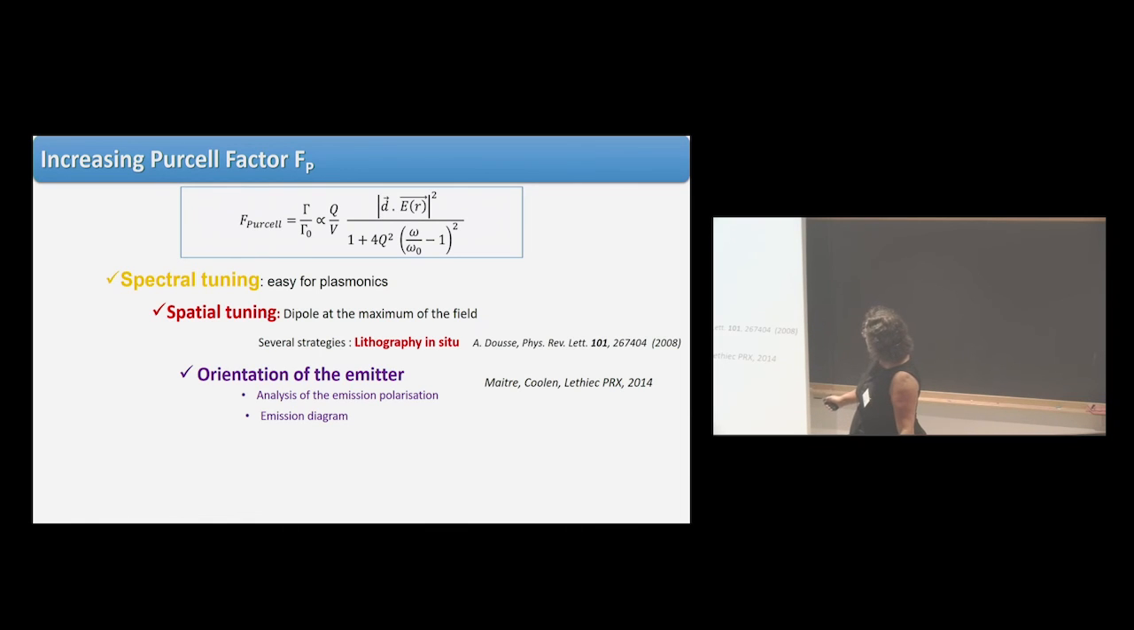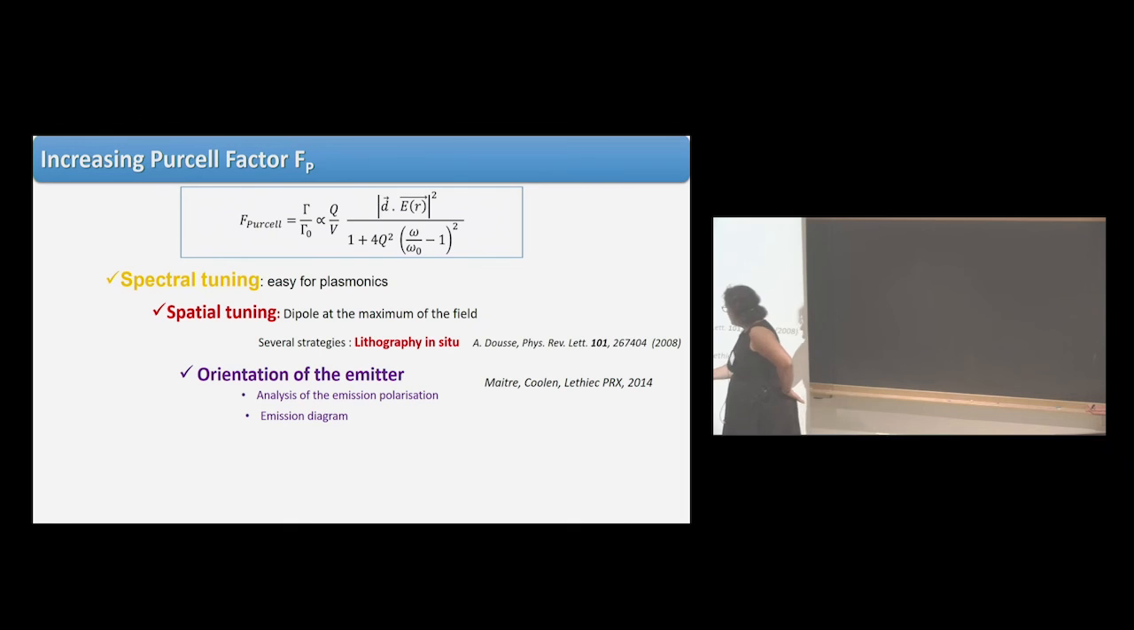You have the spatial tuning. You have to put your emitter where you have the field. If you don't put the emitter where you have the field, you have no effects. So the question of positioning the emitter at the right position inside your antenna is not trivial. Because in a plasmonic antenna, for example, the size of the antenna is 10 nanometers, so you have to be very precise for this.